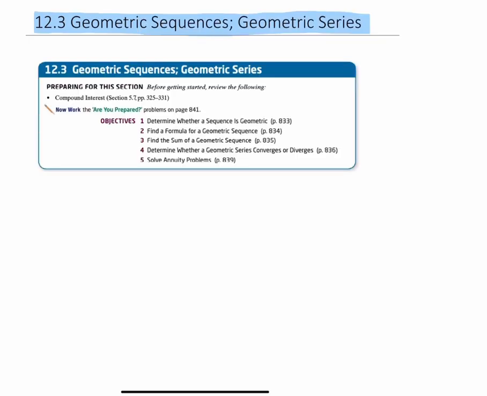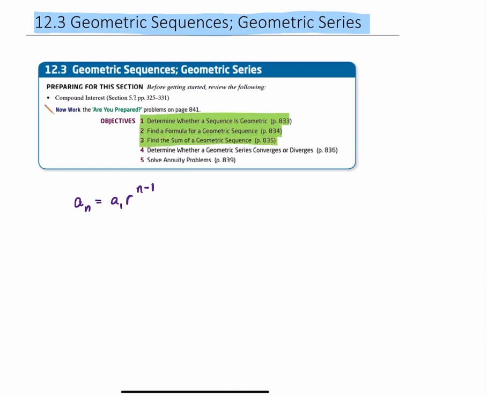All right, oops, jumped to the wrong screen. That'll be it for this video. So we covered determining whether a sequence is geometric. We found the formula for a geometric sequence, so that was a sub n equal to our first term times the common ratio to the power n minus 1.